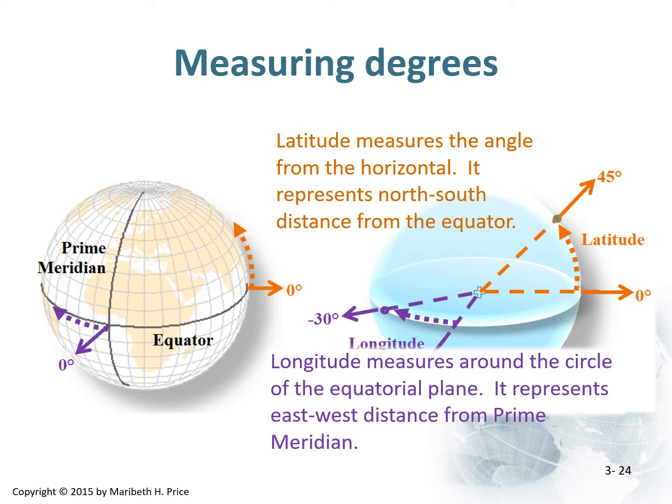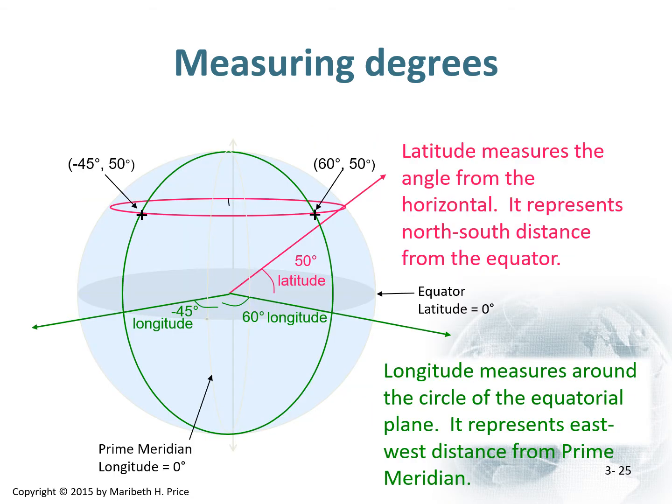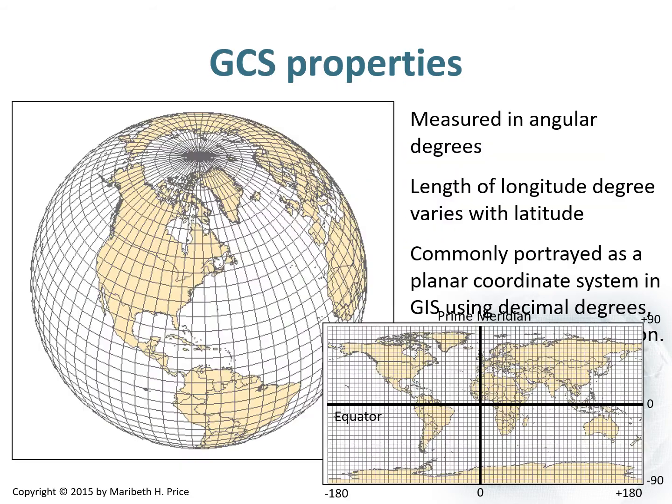We talk about angular degrees and how we measure them. Looking at your longitude, you're simply measuring that angle around the axis, and latitude is the up and down from the equator. Basically like that. Know that a GCS has certain properties, angular degrees, and where it starts and that kind of stuff.